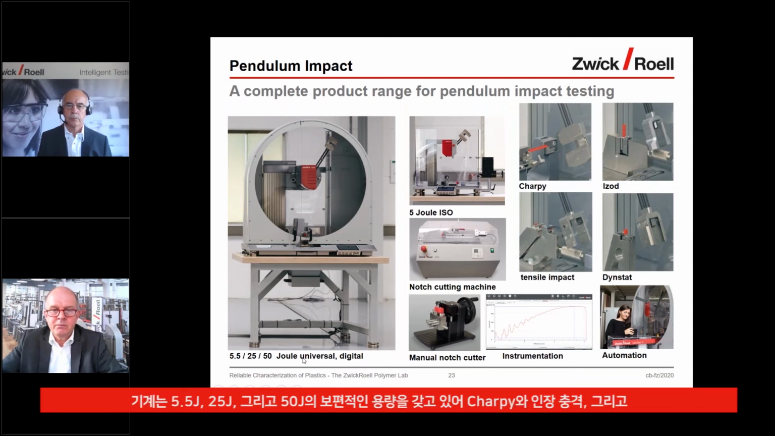Then we have a more universal version in 5.5 joule, in 25 joule, or with 50 joule capacity. Universal because these machines can do all Charpy, Izod, tensile impact, and Gardner testing, so all typical methods, and this also in the world of ASTM or in the world of ISO standards.